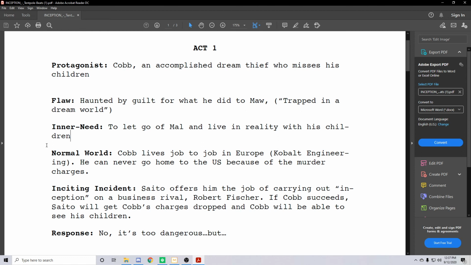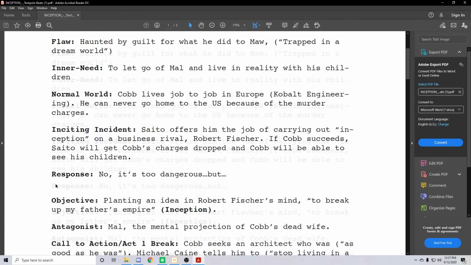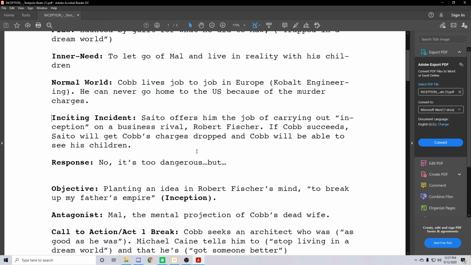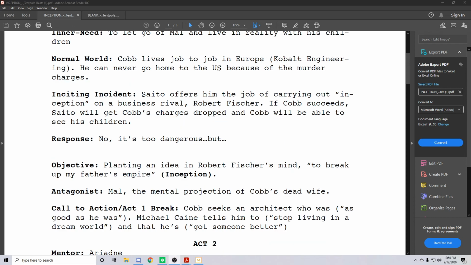The inciting incident of the story is when Saito offers him the job of carrying out Inception on a business rival, Robert Fisher. If Cobb succeeds, Saito will get Cobb's charges dropped, and he'll be able to see his children. So this inciting incident destroys his normal world, technically, by giving him an opportunity to get what he really wants, his children back. His normal world is that he's living job to job. This is one big job.